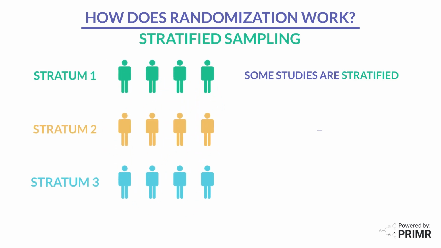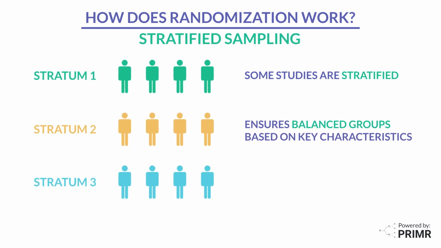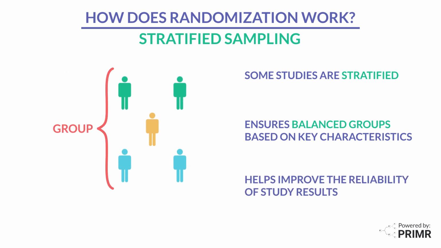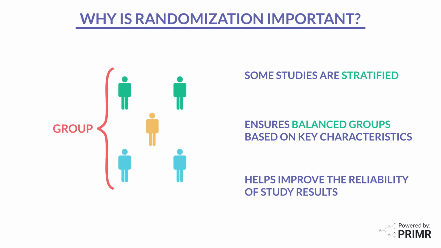In some studies, randomization is also stratified. This means that researchers ensure participants are balanced in each group according to certain characteristics, like age or disease severity, before they're randomly assigned. Stratified randomization adds another layer of balance to make results even more reliable.